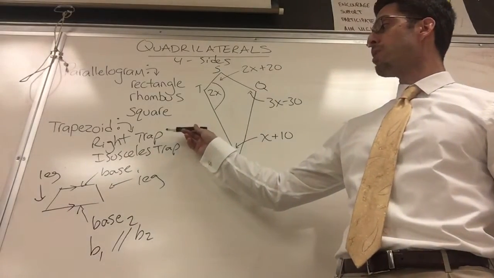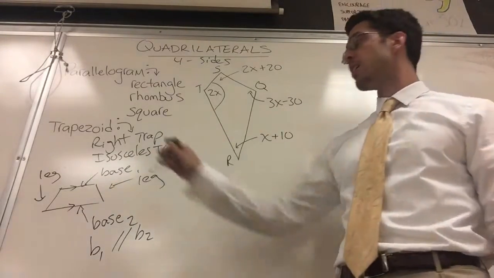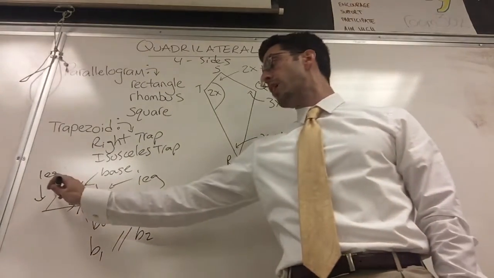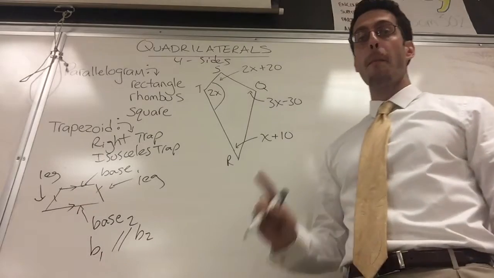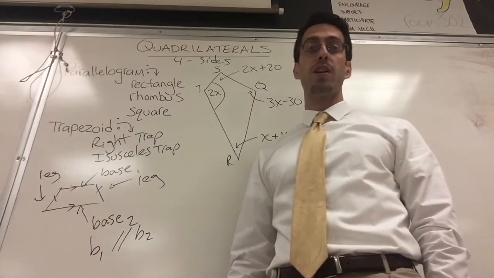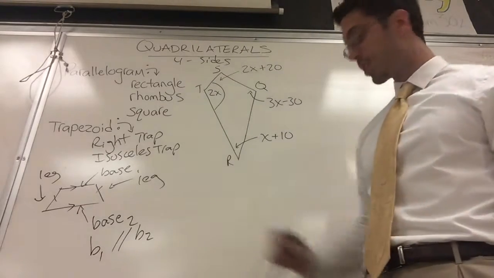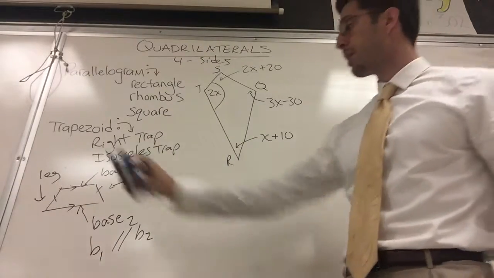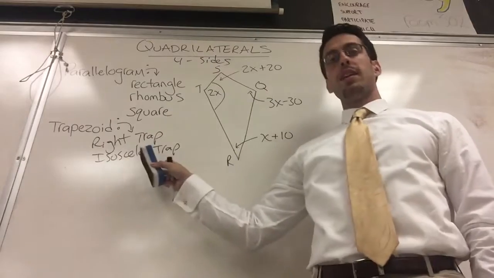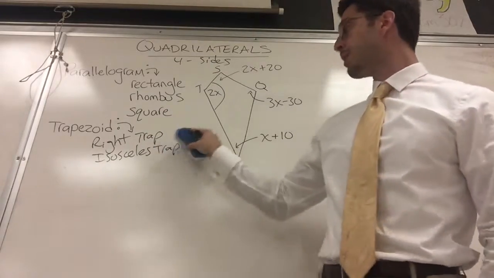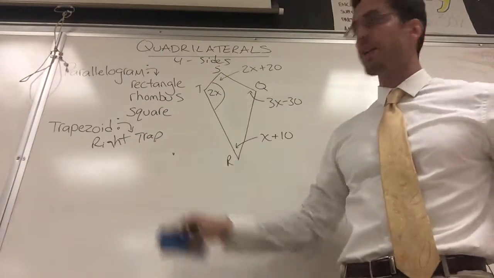If I'm looking at a right trapezoid, I'll draw that in a second. If I'm looking at an isosceles trapezoid, I will just put ding, ding, and show you that the two legs are congruent, much like an isosceles triangle. You are now a master at recognizing an isosceles trapezoid. So we'll delete that. You got that already.